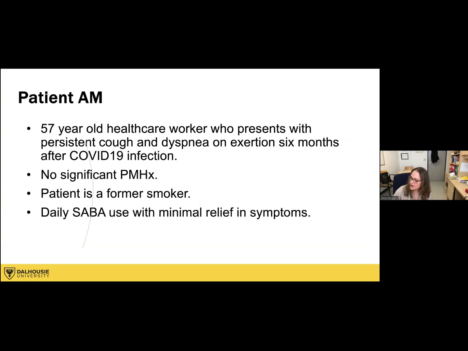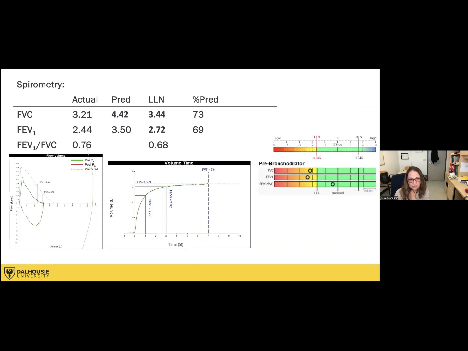And if I have time, I think I have time, I can go through a couple of clinical case examples so that you can see what this would look like in practice. This is a 57-year-old individual who presents with a persistent cough and dyspnea on exertion after a COVID infection. There's no significant medical history other than they are a former smoker, and they have been using short-acting beta agonists with minimal relief. So we look at their pulmonary function.